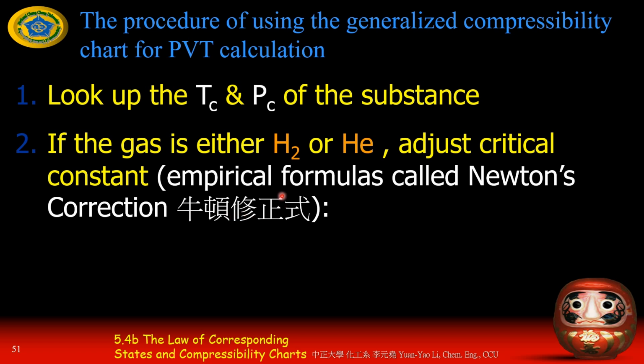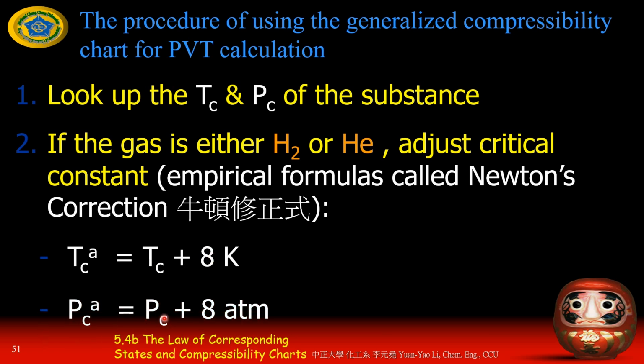Once you have this, the critical temperature needs to add 8 Kelvin, and the critical pressure needs to add 8 atm. This is what we call Newton's correction. It only applies to the two smallest atoms, hydrogen and helium only. Remember this.